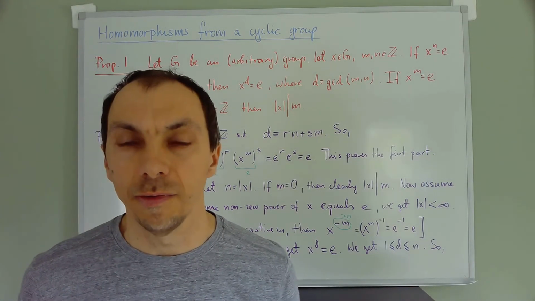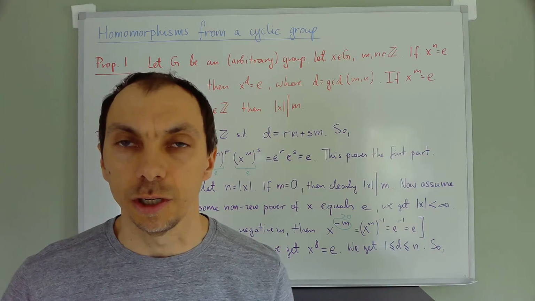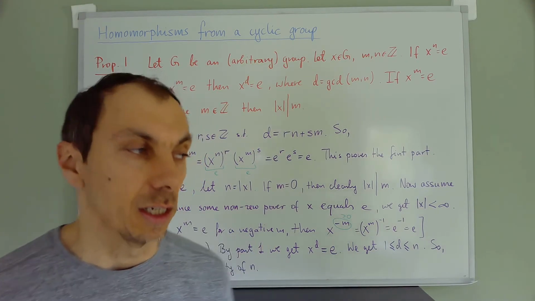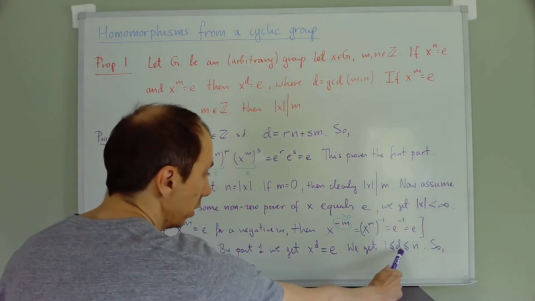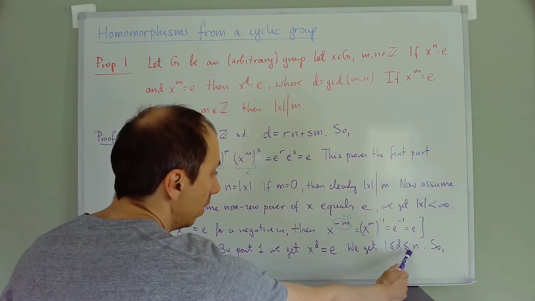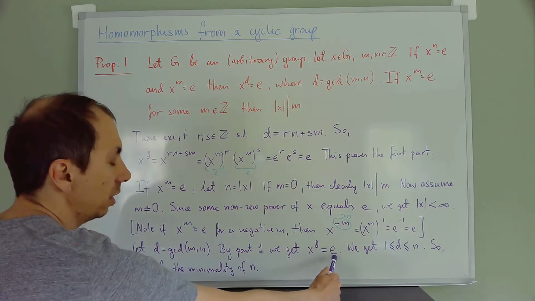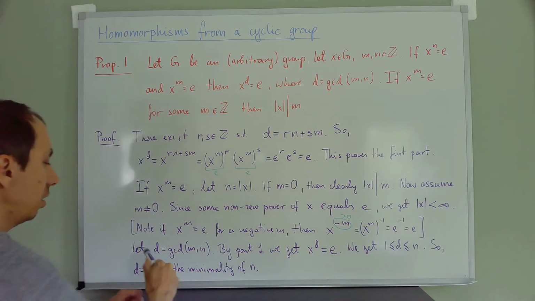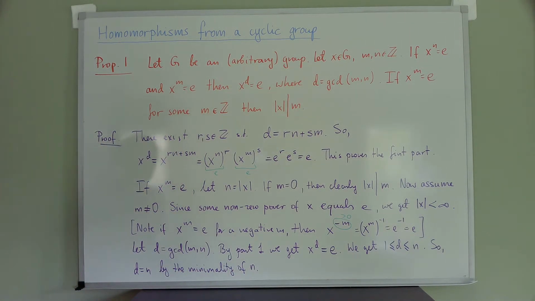Remember, the order of an element is the smallest positive integer such that x raised to that integer gives you the identity. Because d is a positive integer which is less than or equal to n, and I know x to the d is the identity, and n is the smallest such, I must get that d equals n.